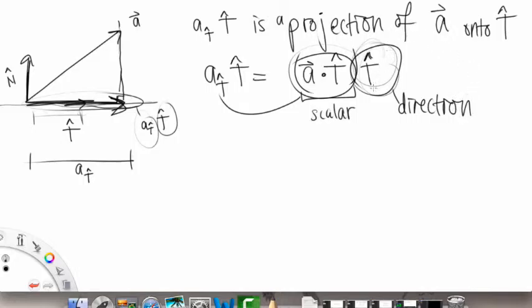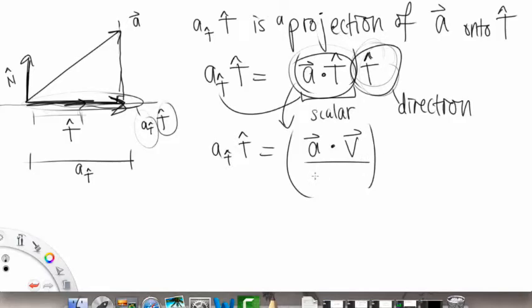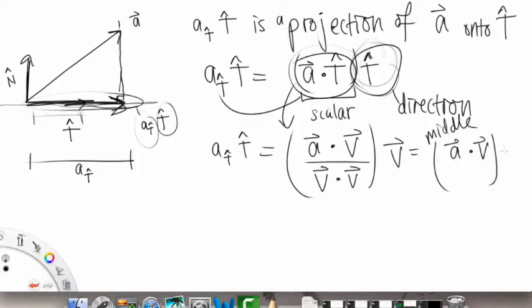Okay, and then another way to rewrite this, if we're going to continue on, is that our a sub t hat is going to be a dotted with v, our velocity vector, and then we have another v dot v on the bottom. The way we got that was, here's our middle step. Sorry, I skipped over a little middle step there. This would be a dot v, and then another v, but on the bottom we had the magnitude of v, two of those. And remember how this is equal to this.